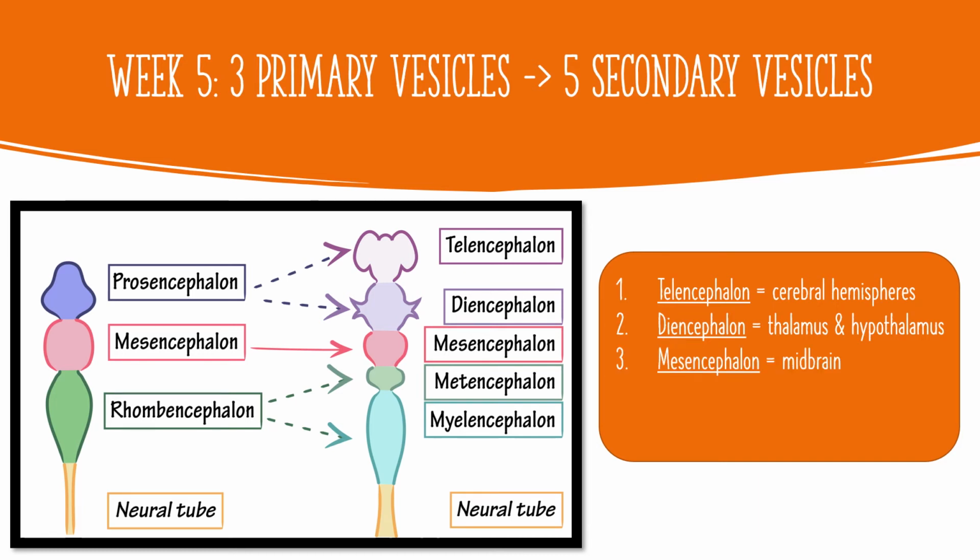As mentioned earlier, the mesencephalon does not subdivide any further, but the rhombencephalon will. It will form the metencephalon and the myelencephalon. The metencephalon consists of the pons, the middle portion of the brainstem, and the cerebellum, while the myelencephalon consists of the medulla oblongata, the lowermost portion of the brainstem.